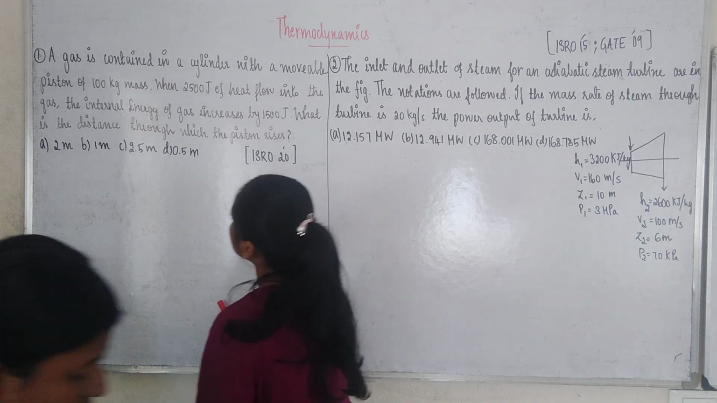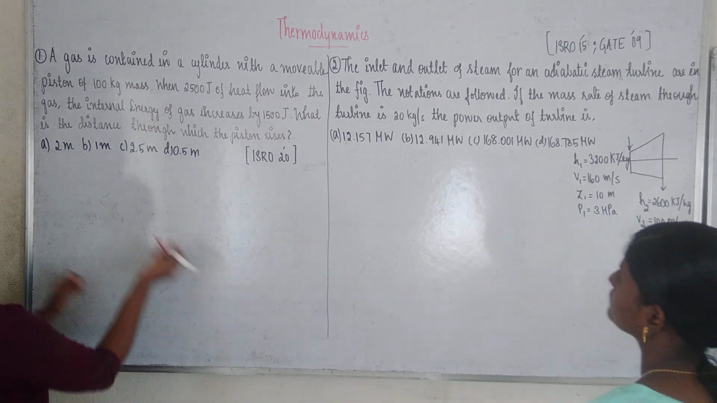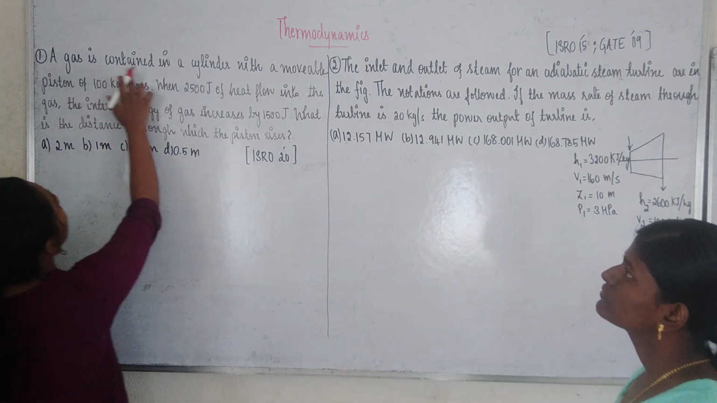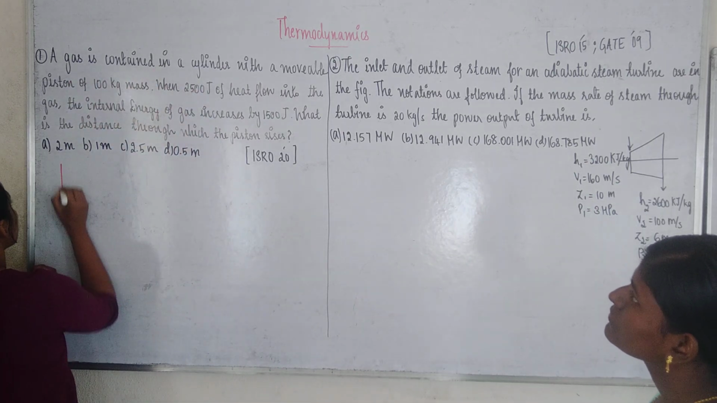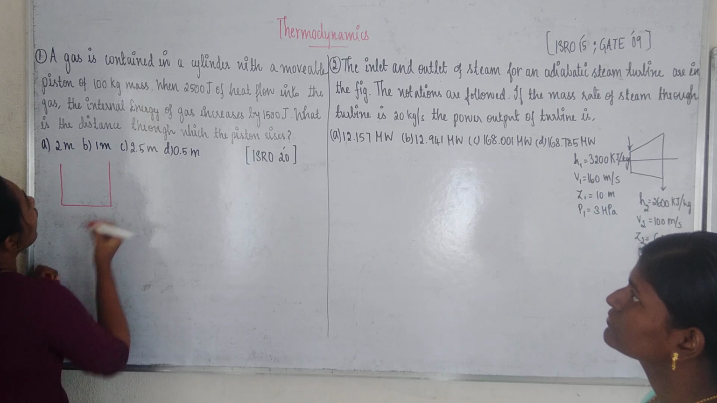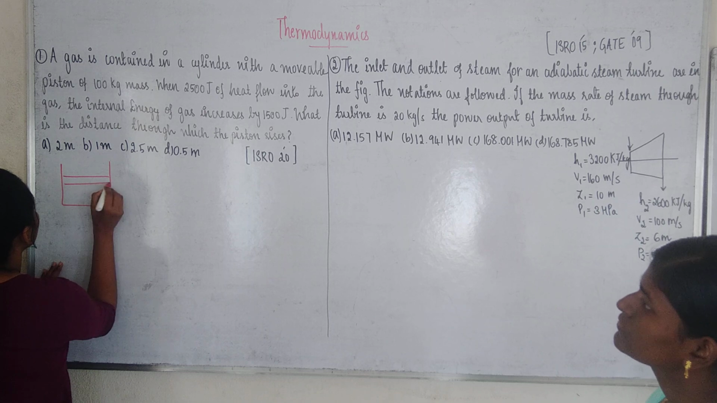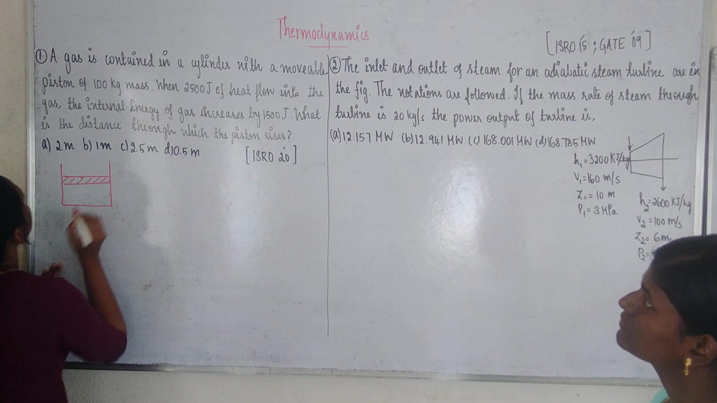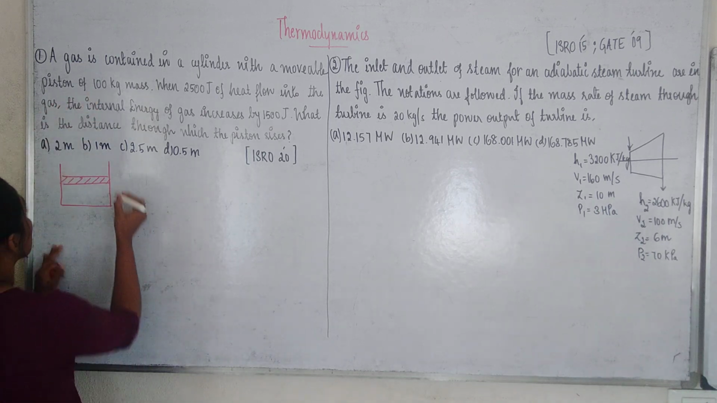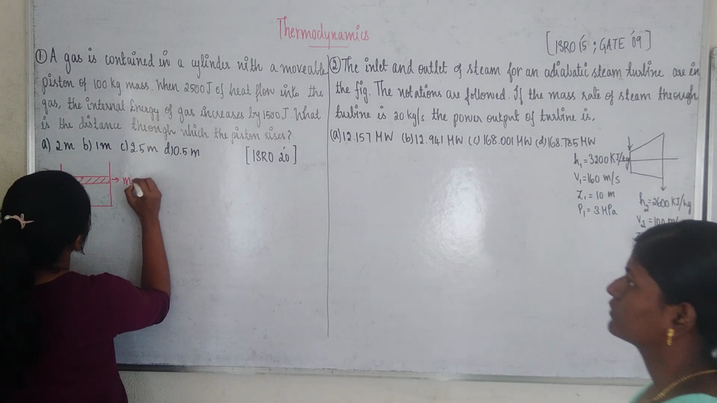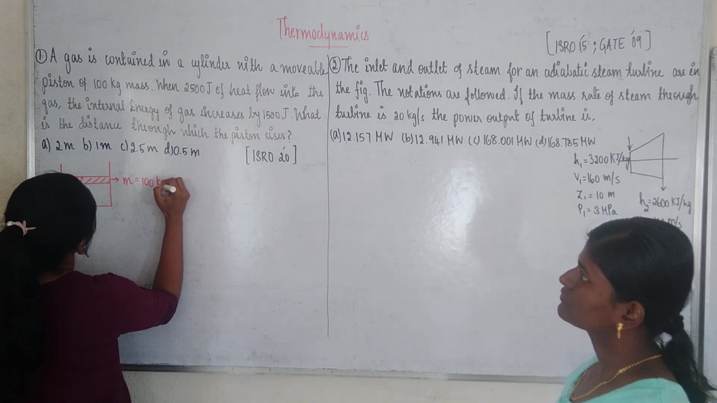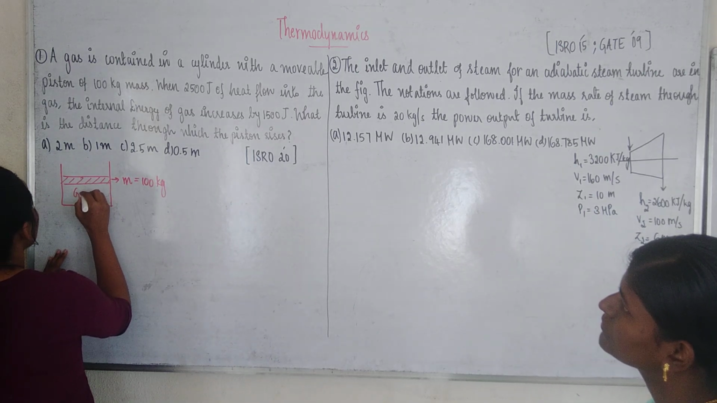So first question, in this let us draw a diagram. It is said that a gas is contained in a cylinder. So we draw a cylinder and now with a movable piston, this is the piston and the piston of 100 kilogram mass. So the mass of the piston is given, that is 100 kilogram, and here gas is filled.